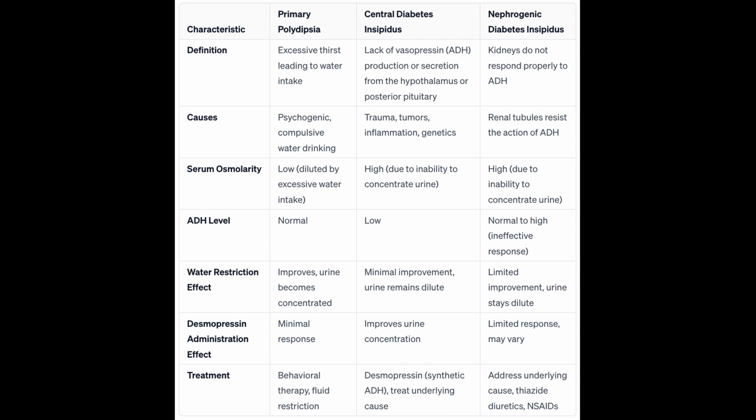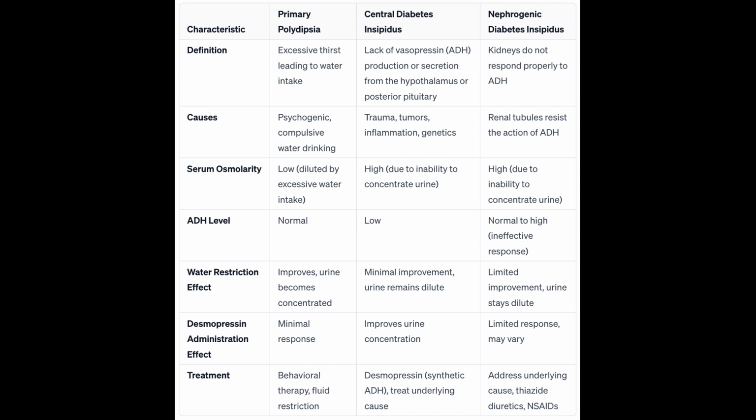In diabetes insipidus, the condition is characterized by the inability of the kidneys to concentrate urine due to either insufficient production of antidiuretic hormone, ADH, or a lack of response to ADH. Without adequate ADH, the kidneys cannot reabsorb water properly, leading to the excretion of large volumes of diluted urine, again resulting in a low urine-specific gravity.